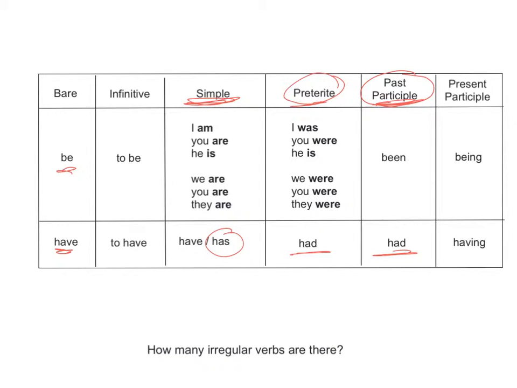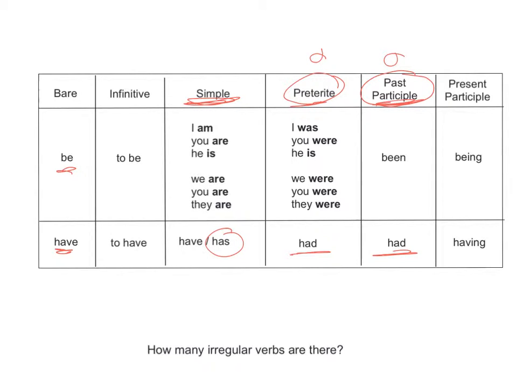And another interesting fact is that these are actually the two most common verbs in the English language. But fortunately, these are the only verbs in English that are that irregular. Every other irregular verb only breaks the rule for the preterite and past participle forms.